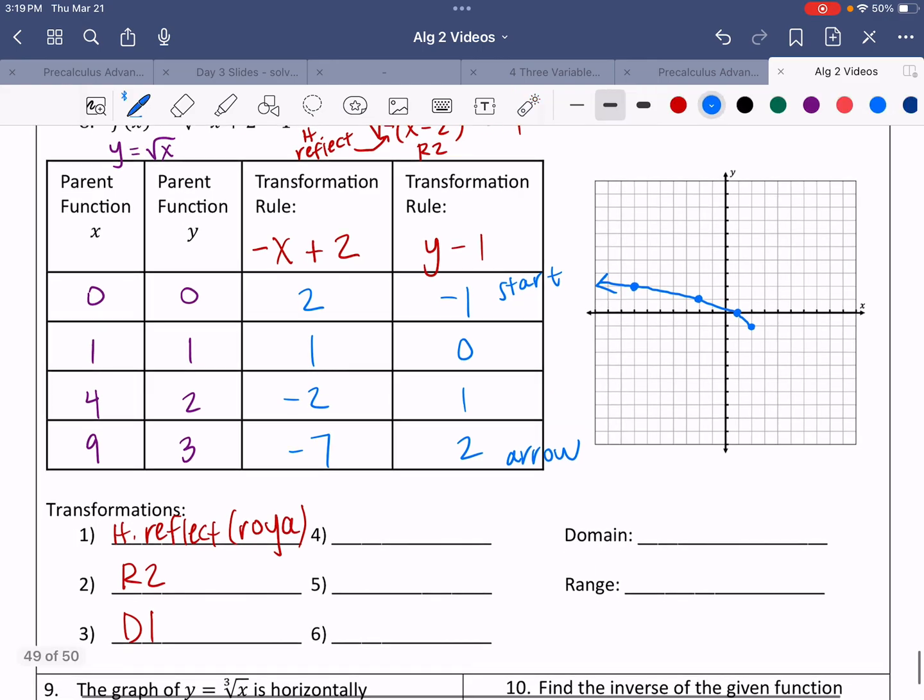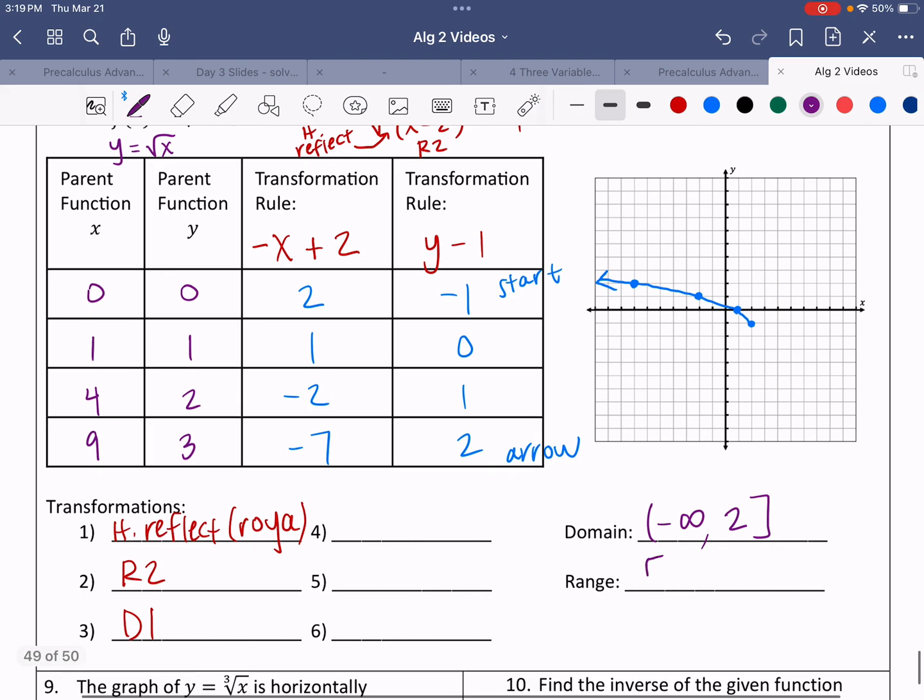And now that I have my graph, it's easier to analyze the domain. It looks like -infinity. The furthest to the right it goes is 2, which I get to include. And then my y's, the lowest it goes is -1, and it continues to infinity. Do expect to see a similar transformation test or transformation table on your test.